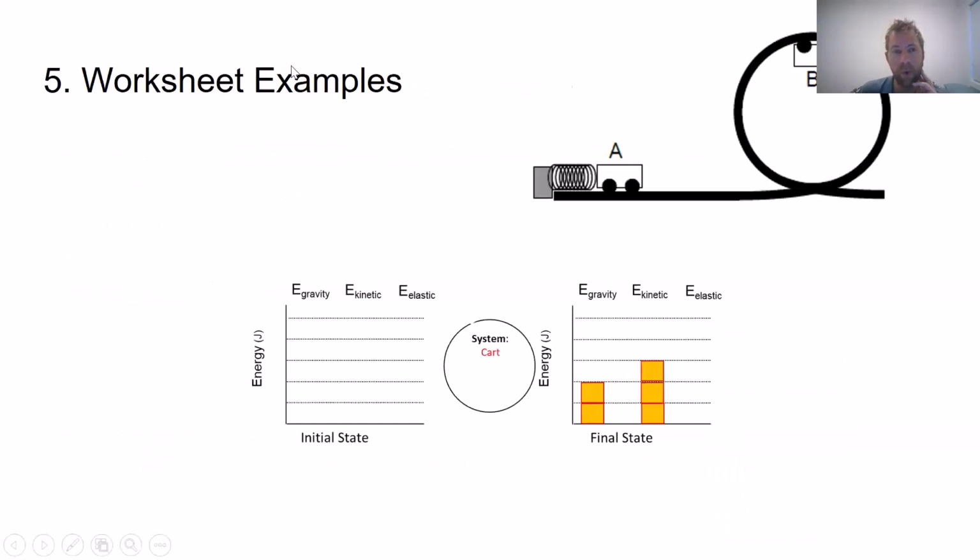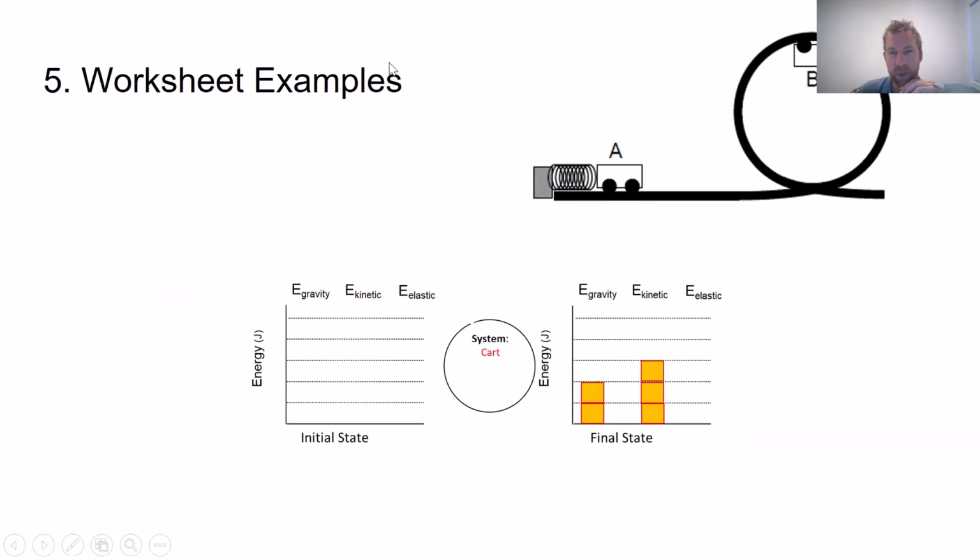So the worksheet examples, there's another worksheet that has these ones. Again, this is as difficult as it's going to get, but it helps to explain with conservation of energy all of the experiments you could possibly do, all of the exam questions that could be possibly asked in a visual way. So this is the cart one.